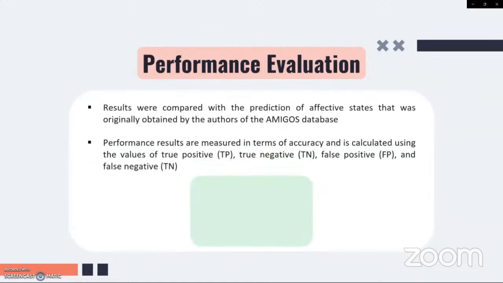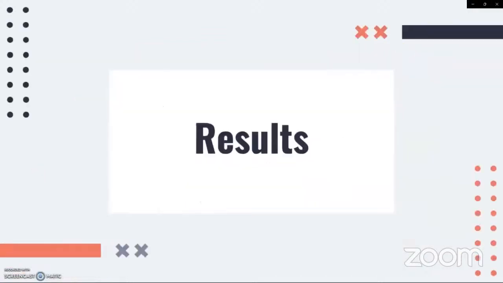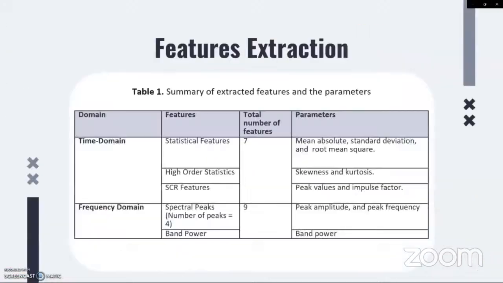To compare the performance results, the results obtained from the classification were compared with the prediction of affective states that was originally obtained by the authors of the AMIGOS database. The performance results are measured in terms of accuracy and is calculated using the equation shown. Moving forward to the results obtained in this paper.